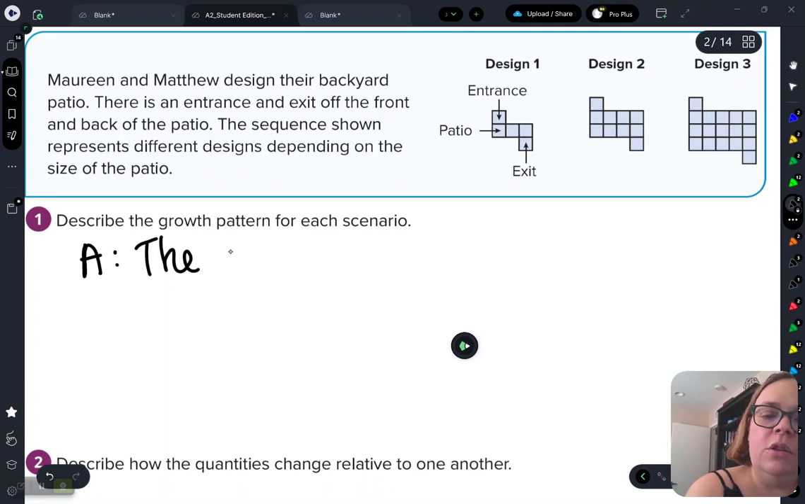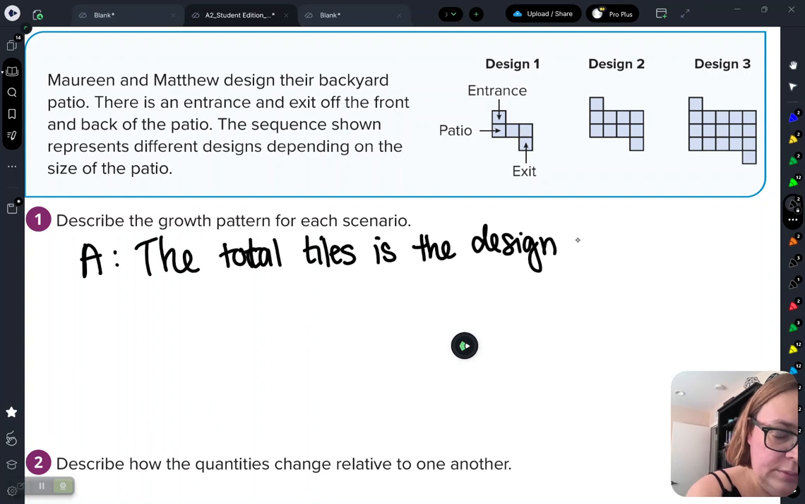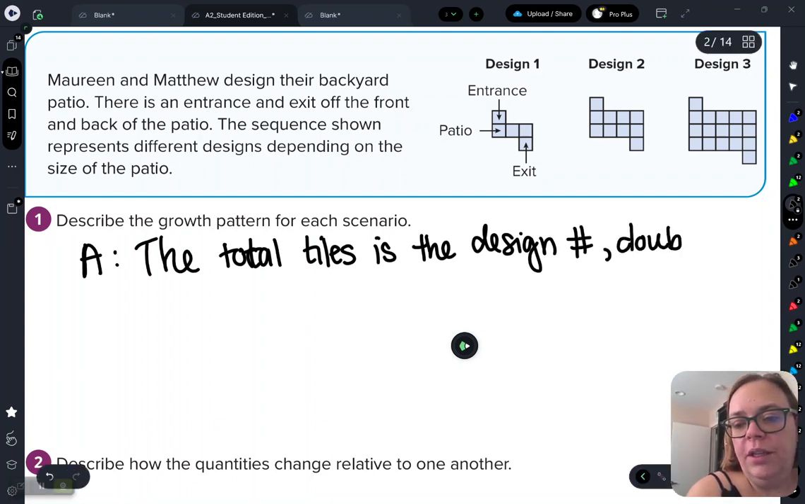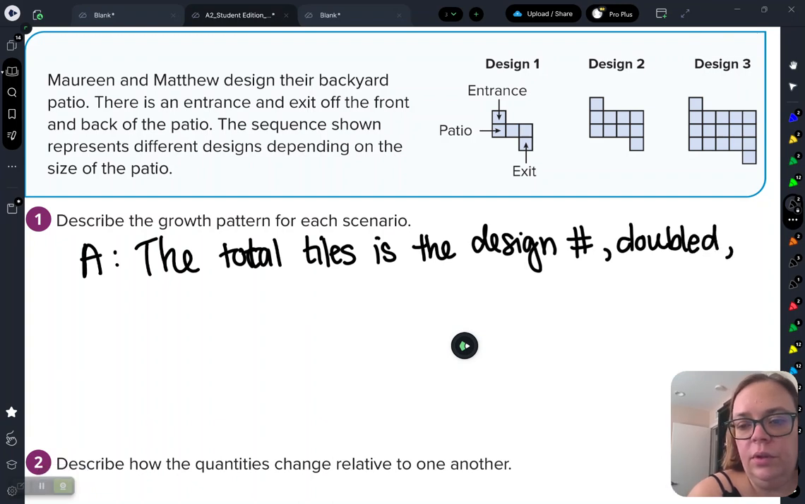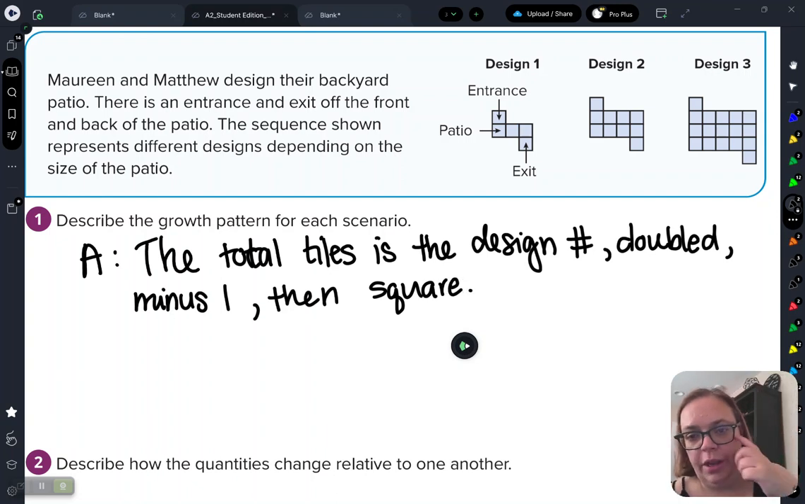The total tiles is the design number doubled, or multiplied times 2, minus 1, then squared. I'm writing it in words, but we can also write it as an algebraic expression.